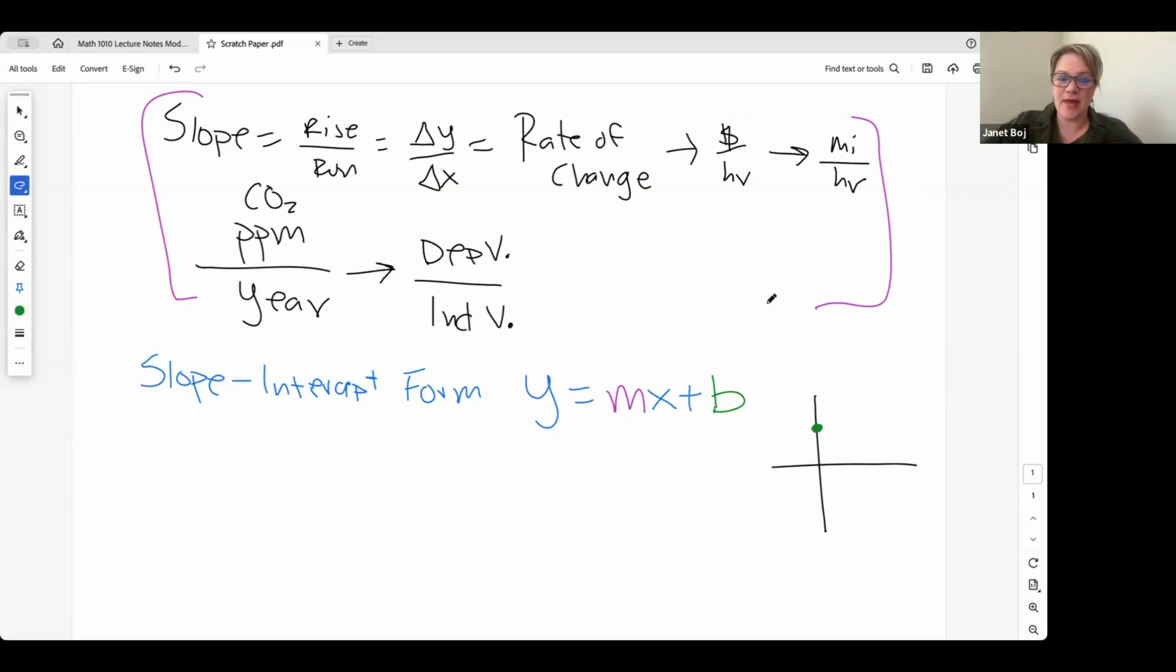So I get a new job, they give me a bonus of $100. So I start at $100 and then they're going to pay me $20 an hour. So that line will just keep going. What about miles per hour?